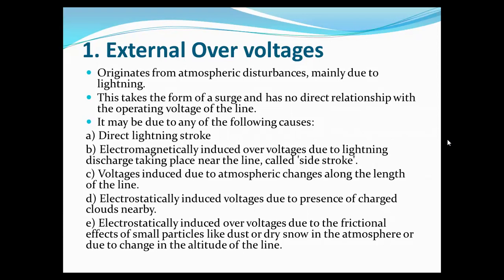If such charged clouds are near that line, then electrostatically induced voltage will be there. And electrostatically induced over voltages due to frictional effects of small particles. Near that line, if there is any frictional effect due to dust and dry snow in the atmosphere, then also there is electrostatically induced over voltage. So these all are the external causes of the over voltages.